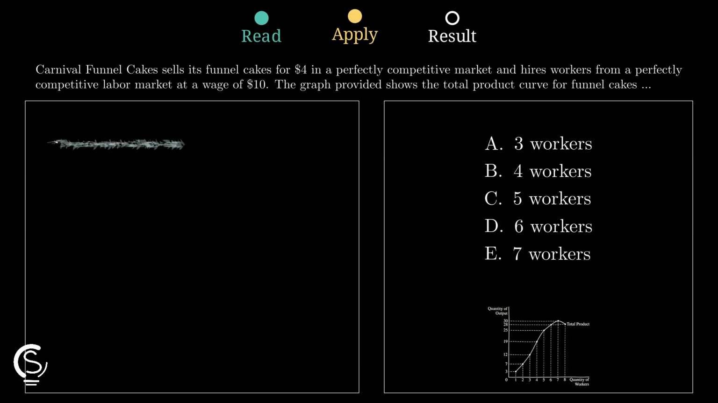Next, multiply that marginal product by the $4 price to find the marginal revenue product. We must compare this value to the $10 wage for every single additional worker.